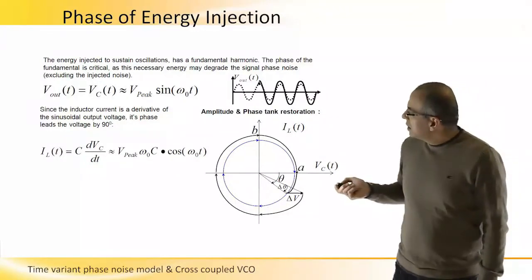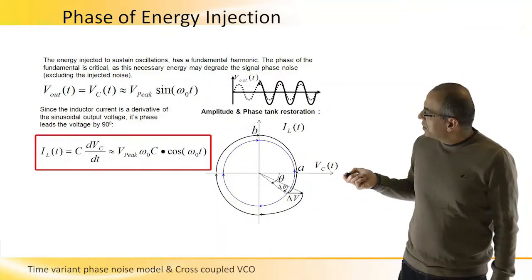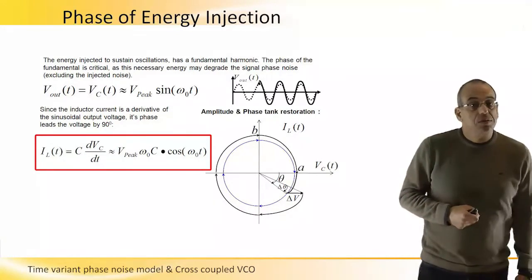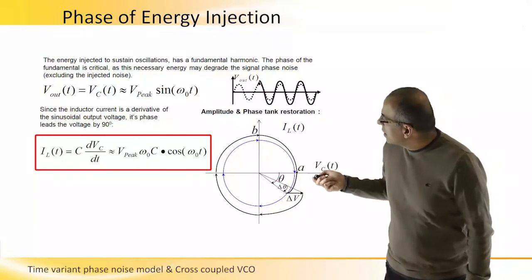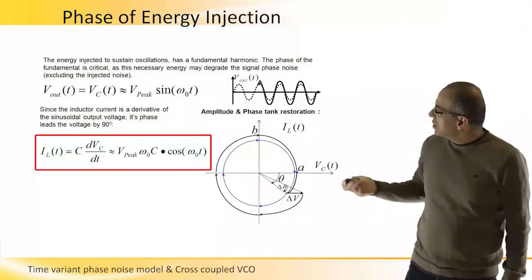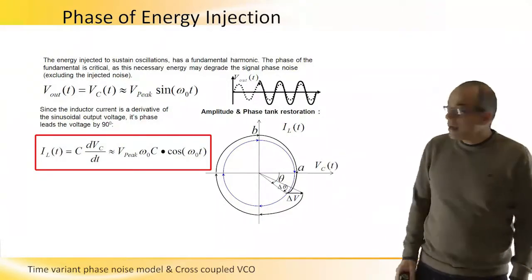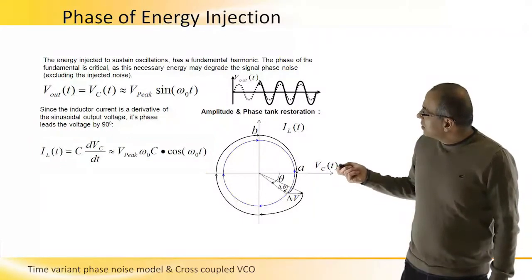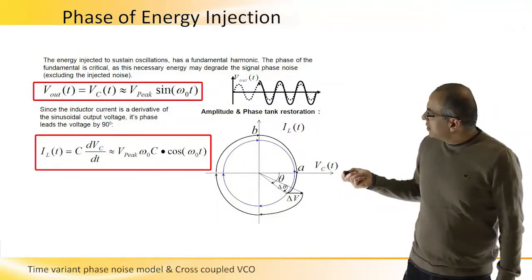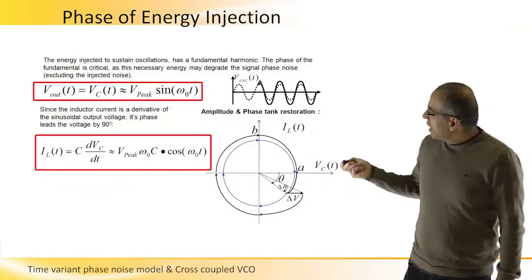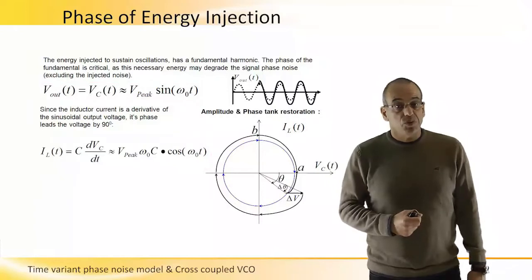The current in the inductor will be the derivative of this voltage in the time domain multiplied by the capacitance. And so it is going to be the same voltage multiplied by omega 0 and C, and the derivative of the sine is going to contribute the cosine. What we find is that the output voltage, or the capacitor voltage, and the current on the inductor are actually orthogonal, so there's a 90-degree phase shift between them.